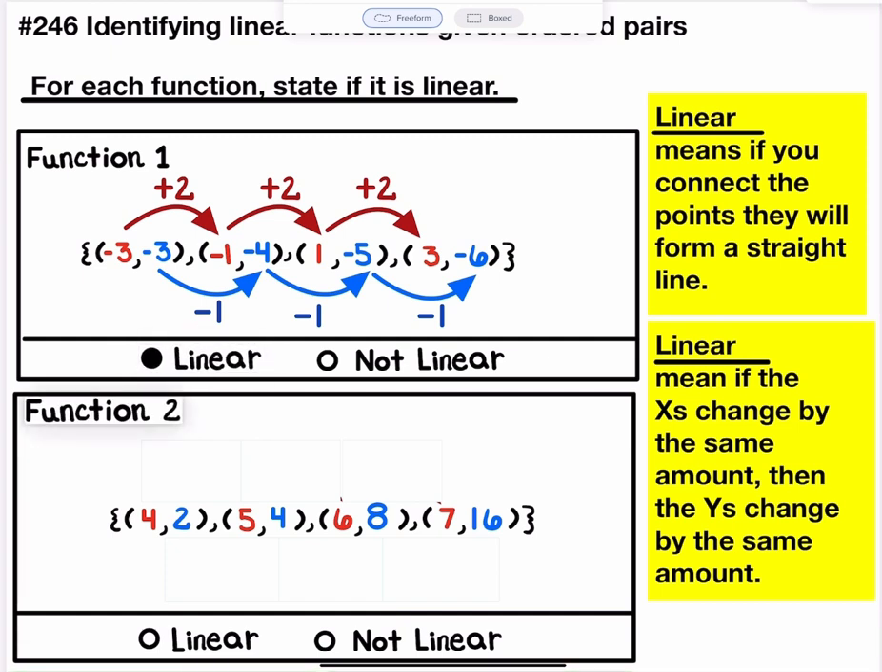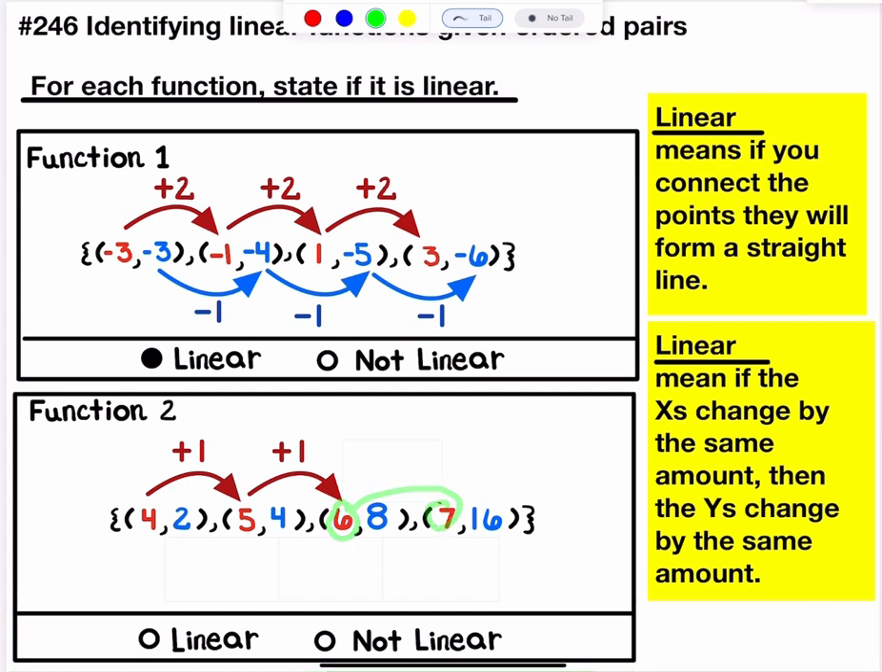Let's investigate function 2, starting with, do the x's change by the same amount? To get from 4 to 5, we would add 1. From 5 to 6, add 1. And from 6 to 7, add 1. Since the x's changed by the same amount, let's see if the y's changed by the same amount.